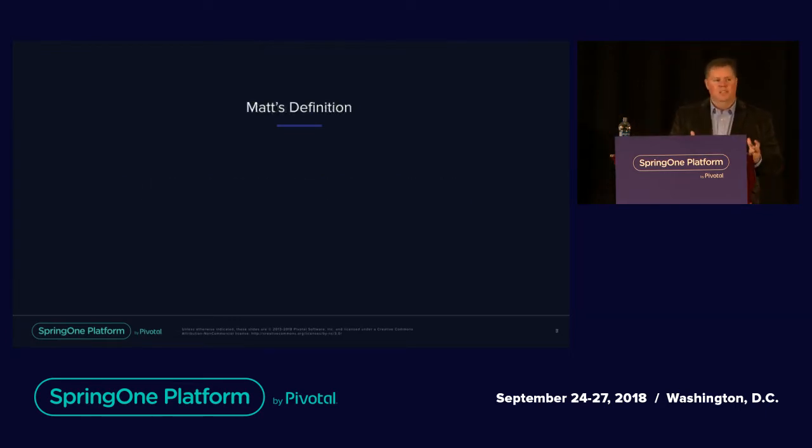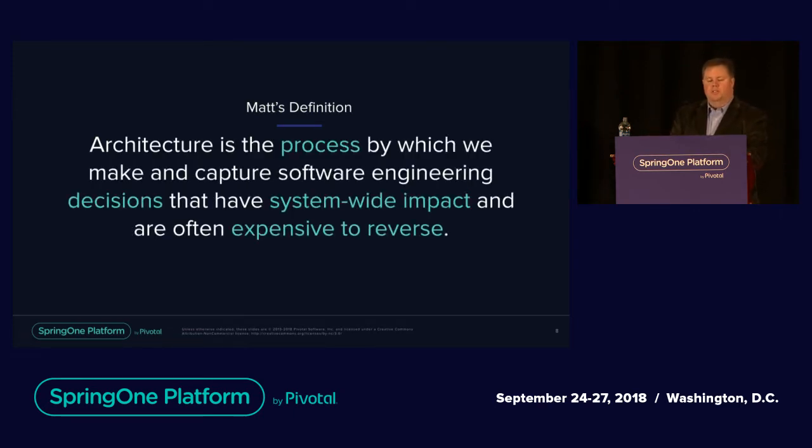And so I tried to synthesize these things into something that makes sense to me. I like the process part. So architecture is a process by which we make, and I also think really important, capture. It's one thing to make a decision. It's another thing to be able to communicate that decision. It's still yet another thing to be able to communicate that decision to somebody who wasn't there when the decision was made. So capturing those decisions, they have some sort of a system-wide impact. When we're writing a single line of code, we're probably not doing architecture at that moment. We are making decisions, but that one line of code probably doesn't have system-wide impact, but the sum total of all of those things does. And then they are often expensive to reverse. I think that's something that almost all of us agree on. So this is the thing that we're talking about.